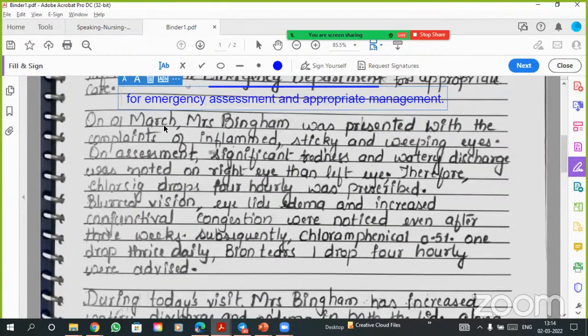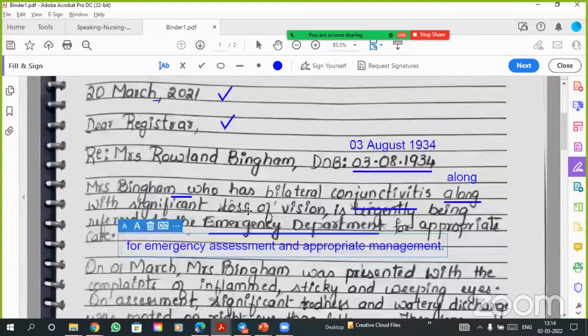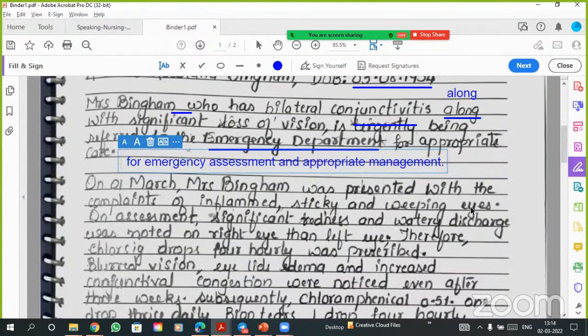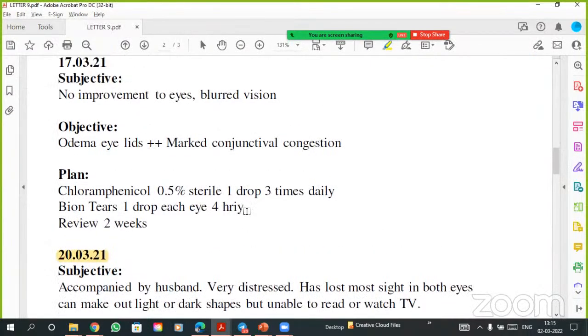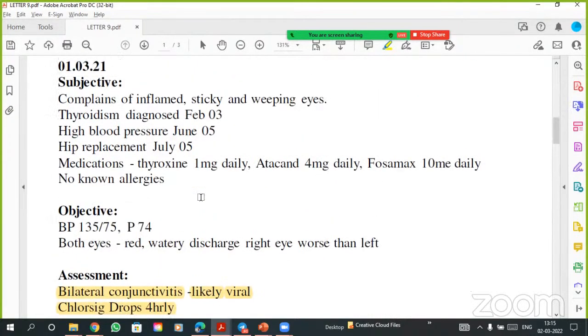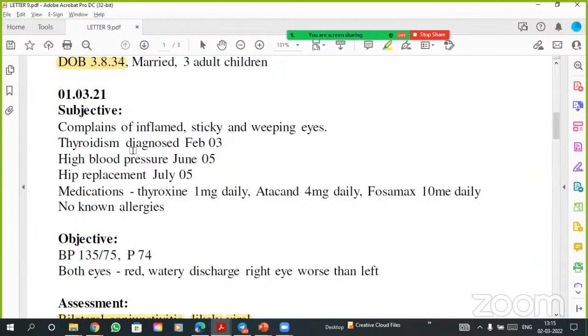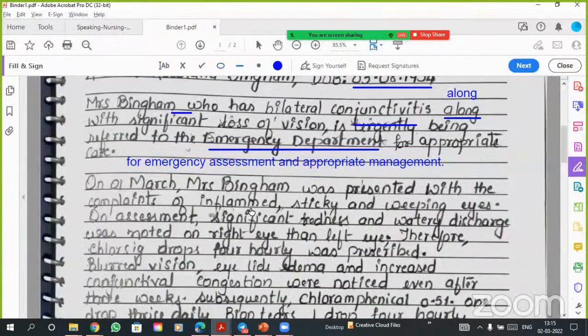On 1 March 2021, Mrs. Bingham presented with the complaints of inflamed, sticky and weeping eyes. What is the spelling of inflamed? What did you write? Double M. Why did you write double M? Okay. Complaints of inflamed, sticky and weeping eyes.